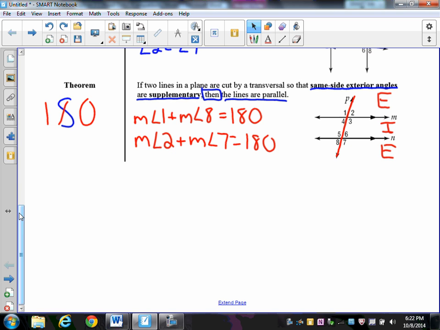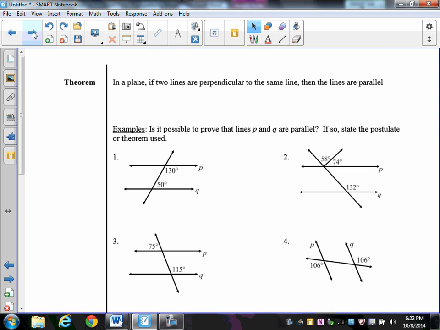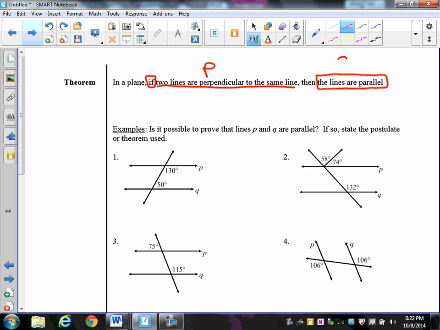So let's move on to the back page of your notes. We have a theorem here. It says if in a plane, if two lines are perpendicular to the same line, so remember we just got out of our logic and reasoning unit, this is our hypothesis because we have that word if, then the lines are parallel. This is our conclusion.